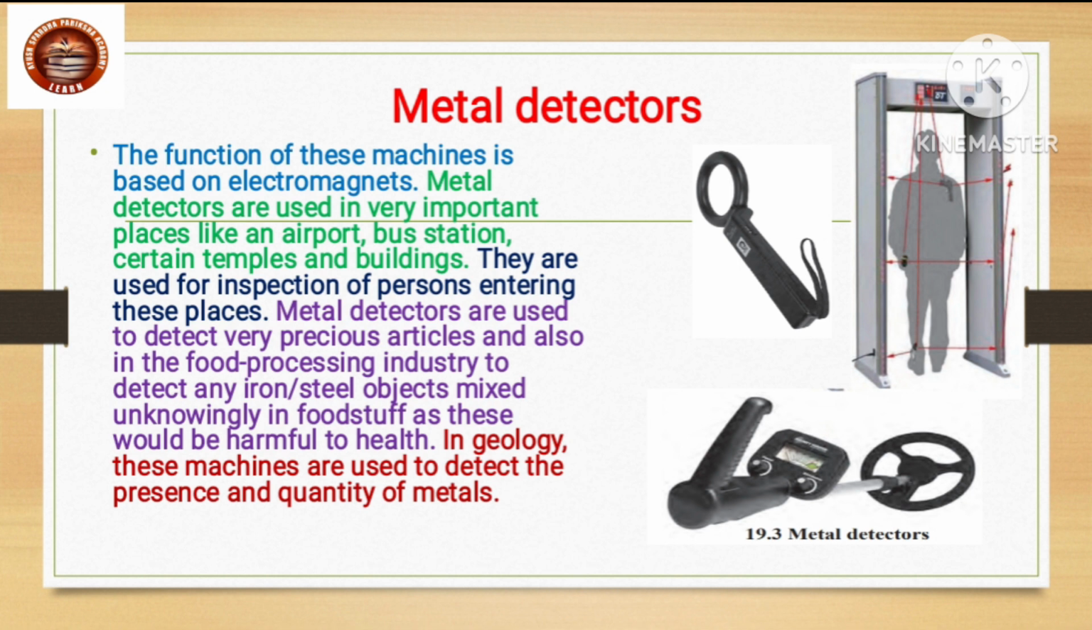Metal detectors are used to detect very precious articles and also in the food processing industry to detect any iron or steel objects mixed unknowingly in foodstuff, as this would be harmful to health. In geology, these machines are used to detect the presence and the quality of metals.